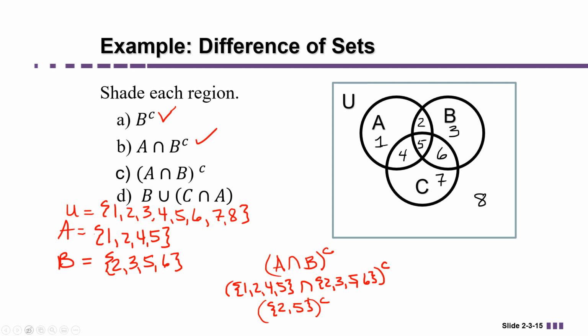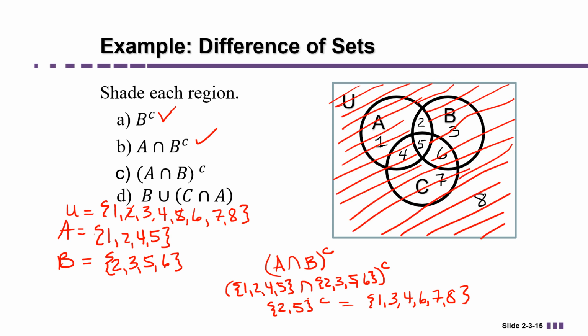Actually, you don't need the parentheses. Let's go ahead and erase those, because we've already done the intersection operation that it was indicating should be done first. And now we're going to find the complement by just removing the 2 and the 5 from the universal set. So that's going to leave us with 1, 3, 4, 6, 7, 8. So those are the regions we need to shade, which is basically everything except for 2, 5.